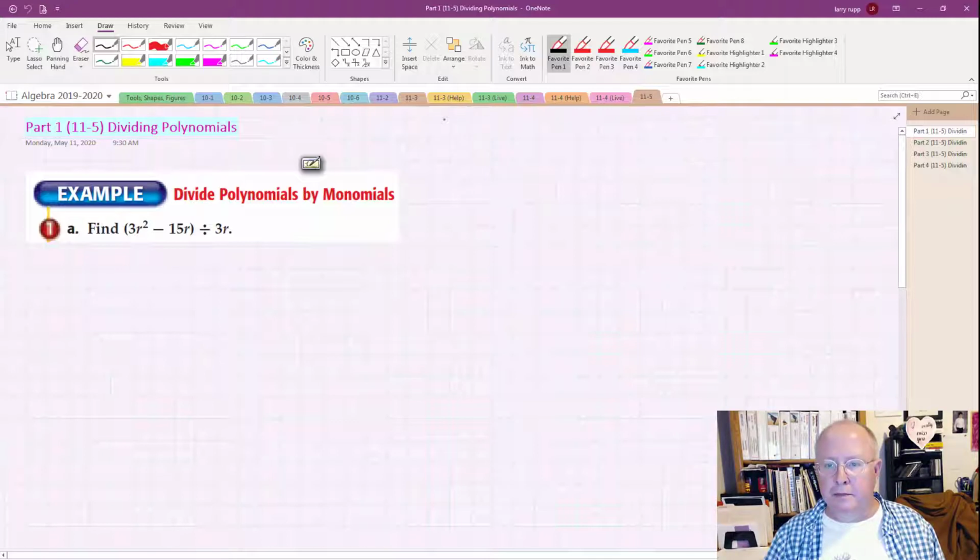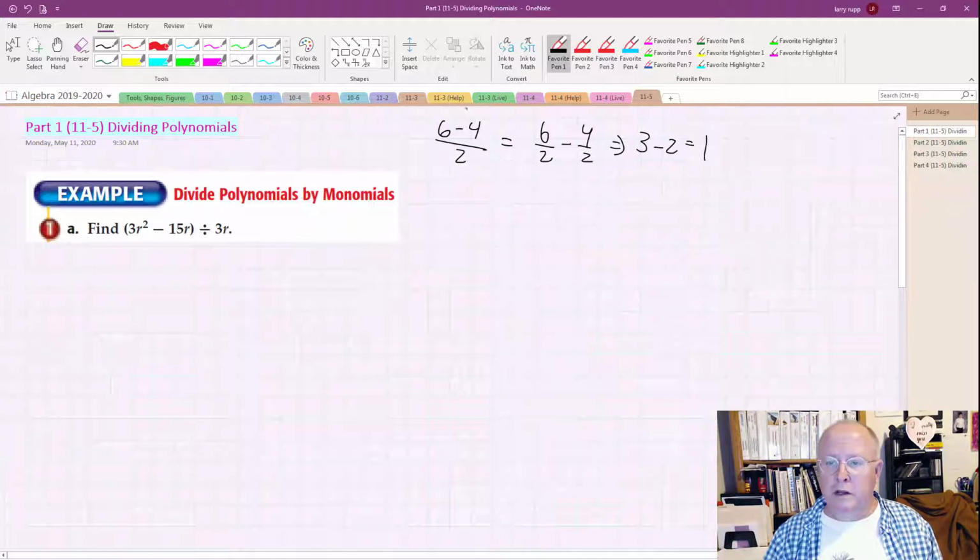If I had the quantity 6 minus 4 all over 2, I can rewrite that as 6 over 2 minus 4 over 2. 6 over 2 would be 3, 4 over 2 would be 2, and that gives you 1. And if you look over here, 6 minus 4 is 2, 2 over 2 is 1. So you get the same answer. So you can break up a rational expression with a common denominator. That's going to be key for what we're doing.